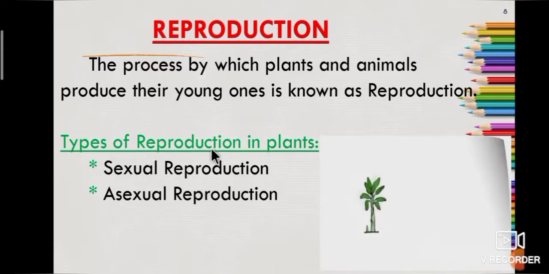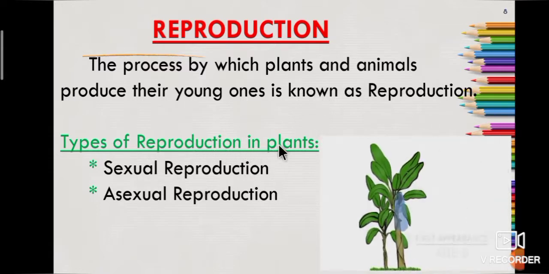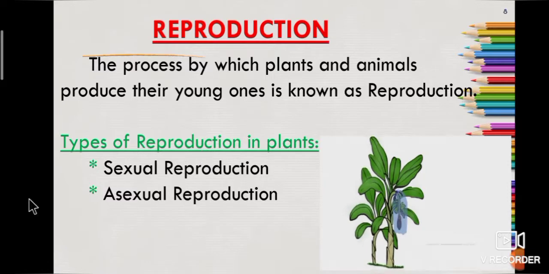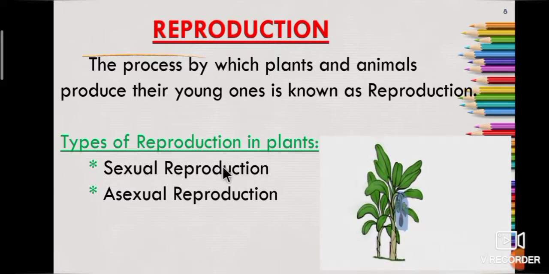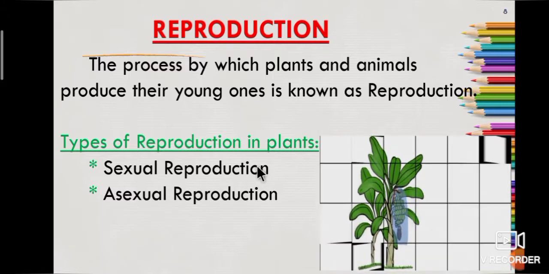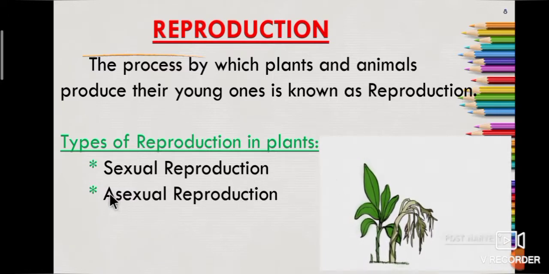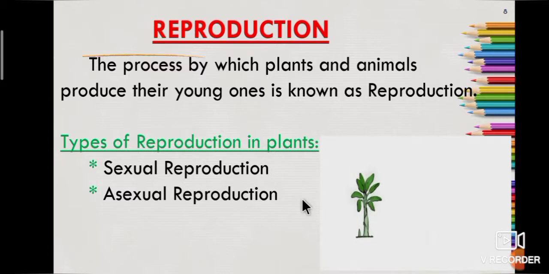Next, types of reproduction in plants. There are two types. First one, sexual reproduction, second one, asexual reproduction.